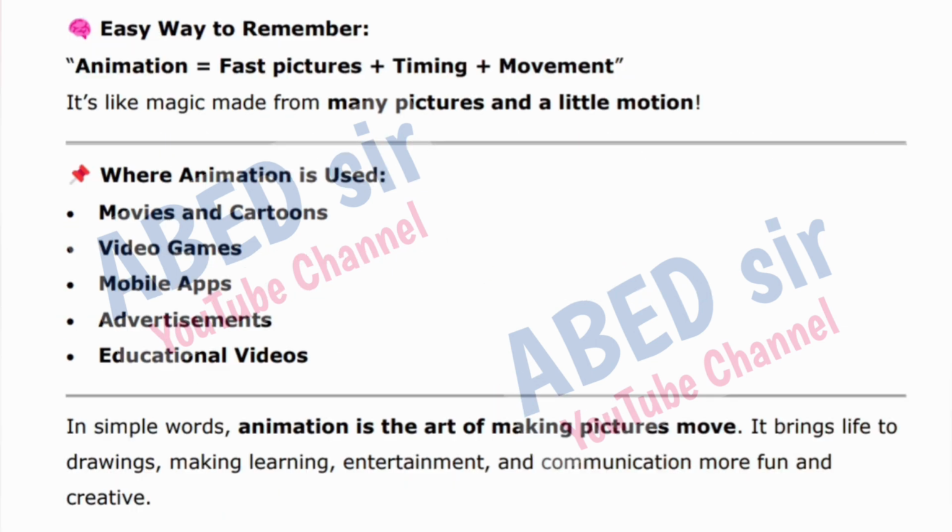Easy way to remember. Animation is equal to fast pictures plus timing plus movement. It's like magic made from many pictures and a little motion. Where animation is used. Movies and cartoons. Video games. Mobile apps. Advertisements. Educational videos. In simple words, animation is the art of making pictures move. It brings life to drawings, making learning, entertainment, and communication more fun and creative.